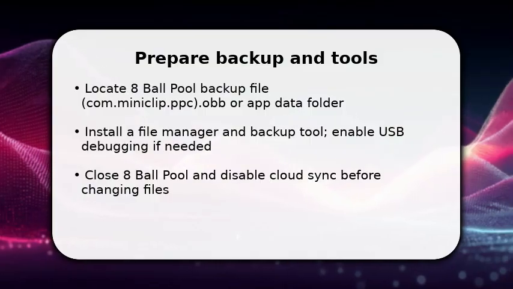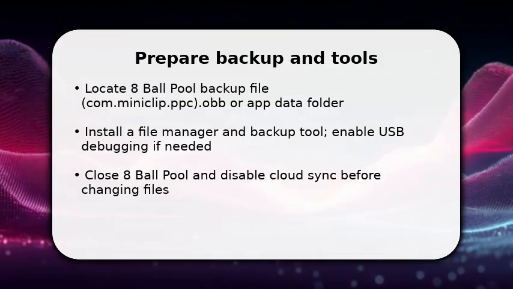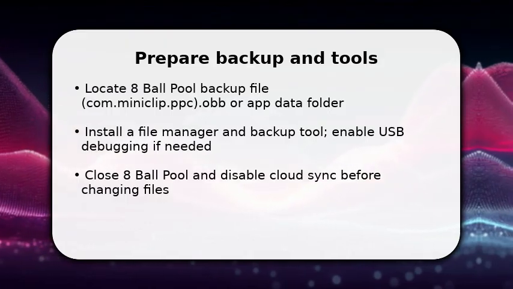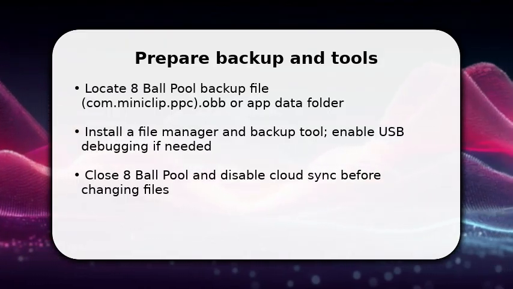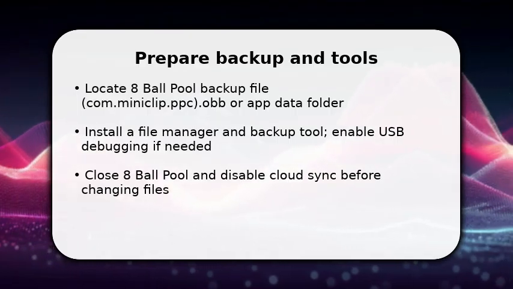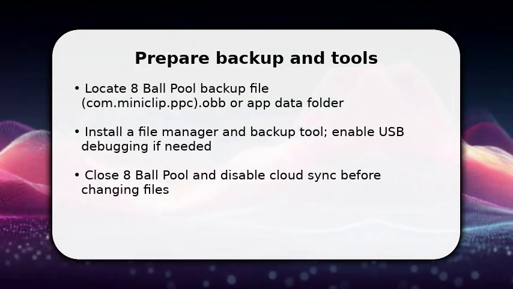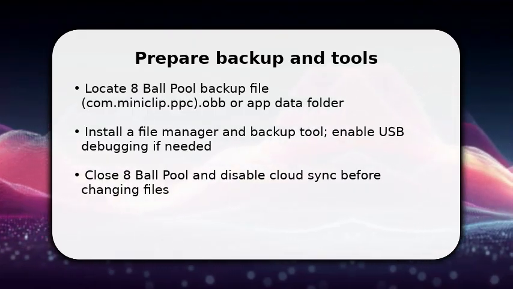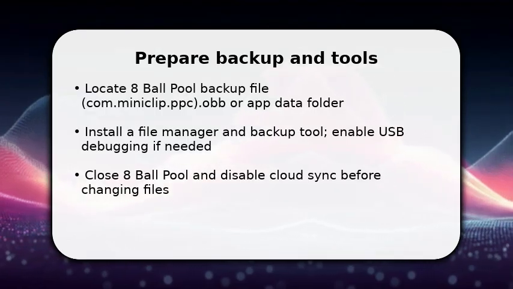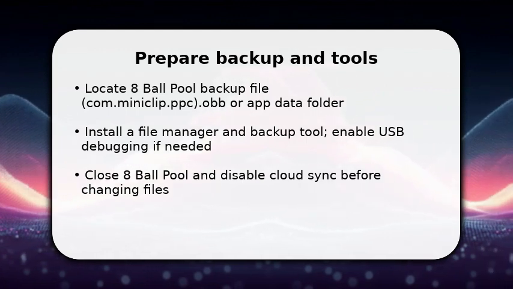You start by confirming you have the correct backup file and tools. First, close 8-ball pool and turn off Cloud Sync so saves don't overwrite. Next, install a reliable file manager and, if required, enable USB debugging on your device. Then copy the backup, OBB or app data folder from your PC or cloud to a temporary folder on the device. Once done, verify the file name and exact path match the game's storage layout, so later replacement goes smoothly.